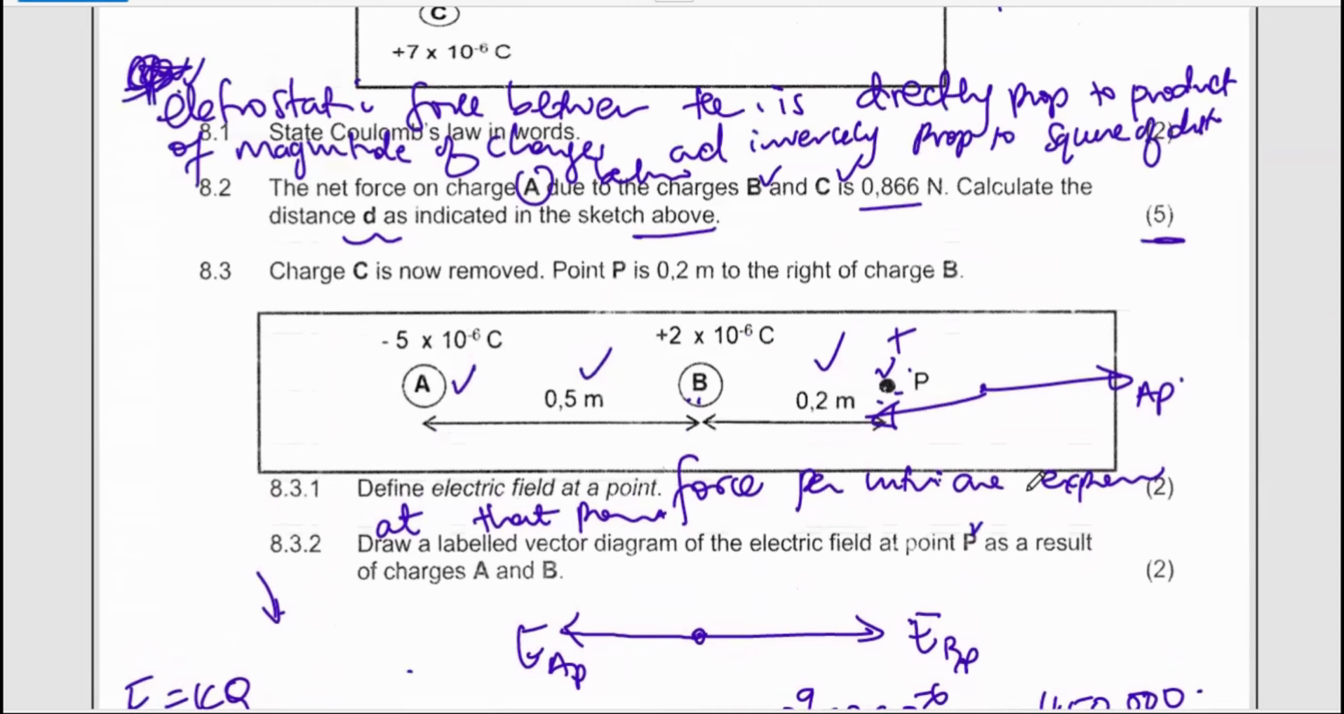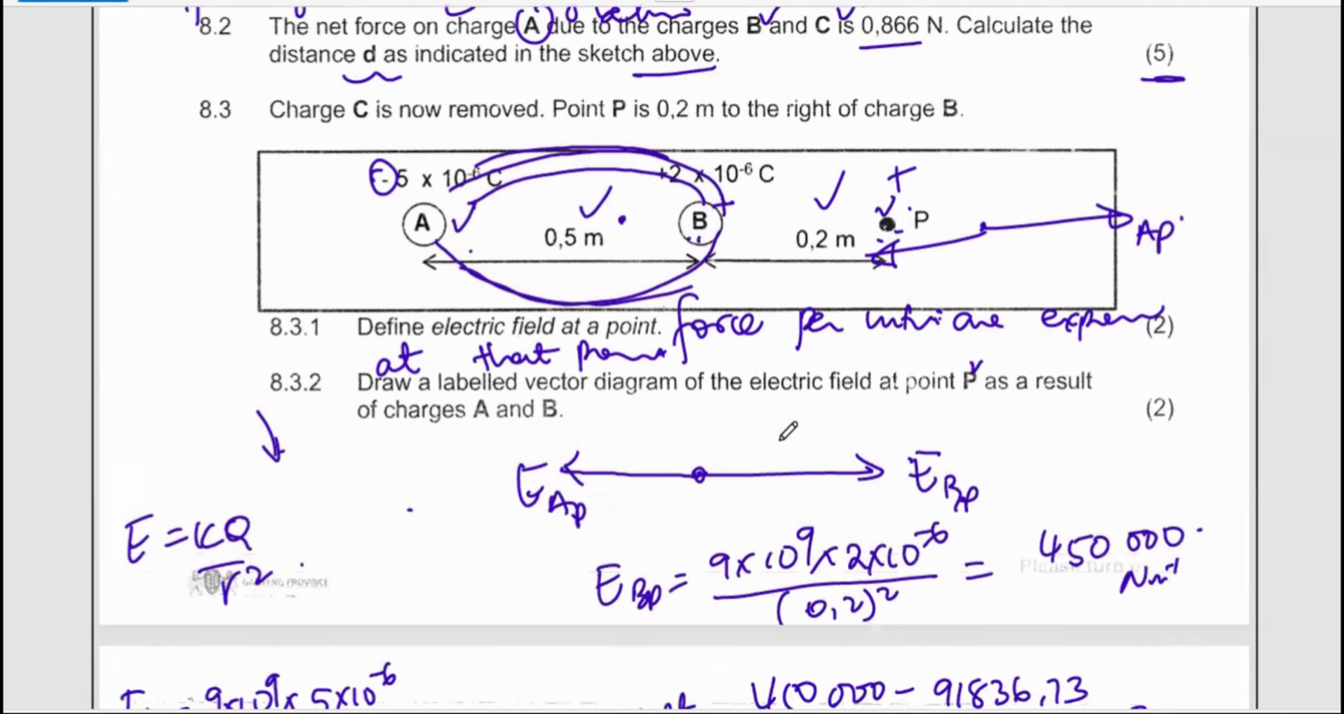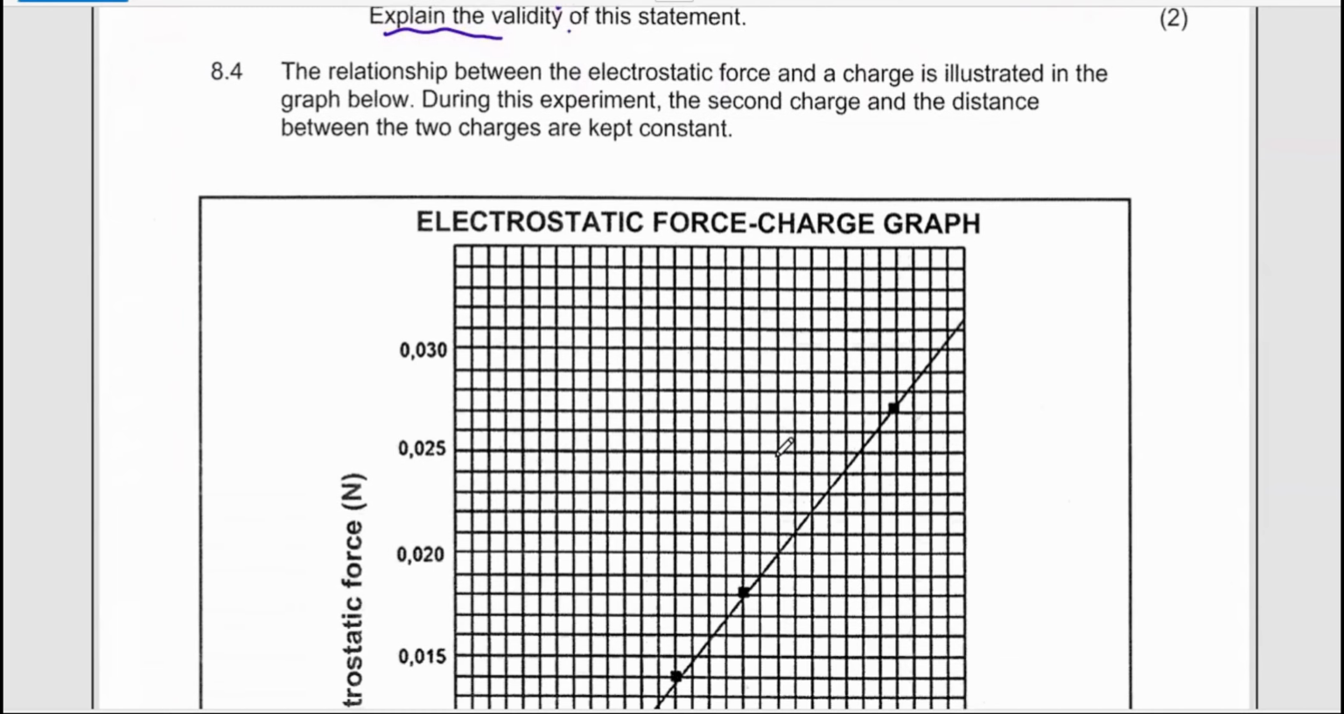Can we explain the validity? Now, if P is removed and placed somewhere here, the fact that this is a positive charge and this is a negative charge, there's going to be a transfer of field lines. We can only get a net of 0 if the charges are the same and there is some bit of repulsion. But in this case, the signs are opposite, which means there is an attraction force that must always be greater than 0.